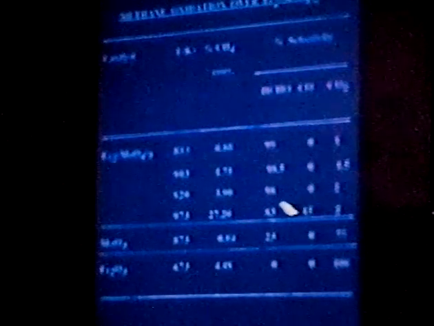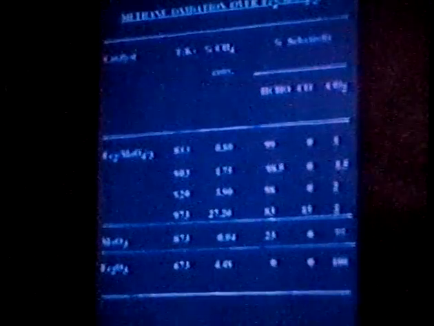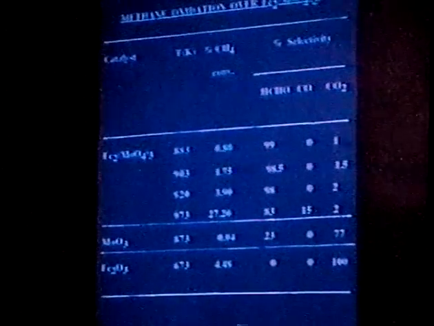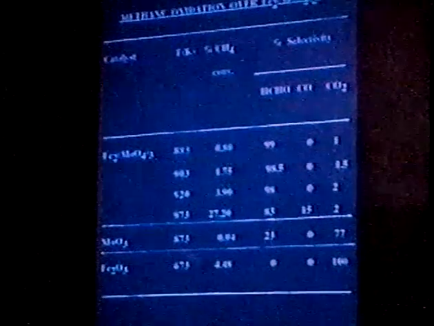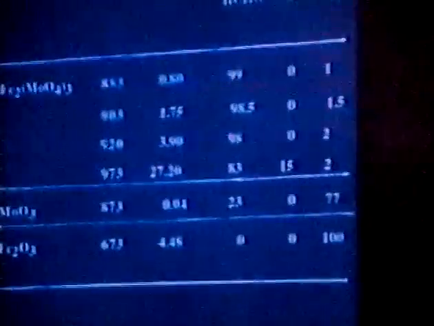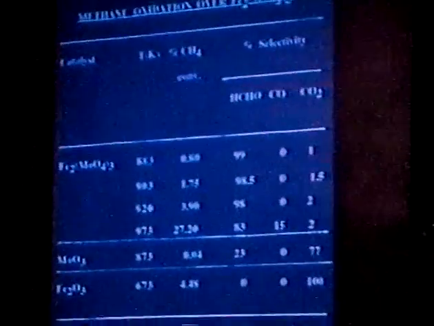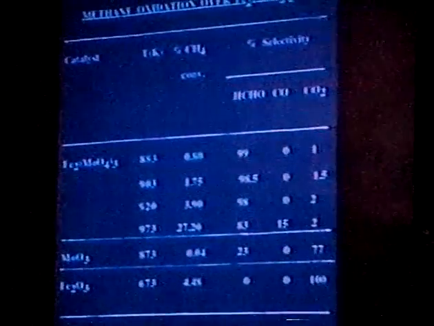This table shows our results on methane oxidation, and as we can see, the iron molybdates had a very good conversion of 4% and produced about 98% selectivity to formaldehyde. As we increase the conversion, we were able to preserve this formaldehyde from further oxidation. And you see that at a conversion level of 27%, we can have a very good formaldehyde selectivity of 83%.